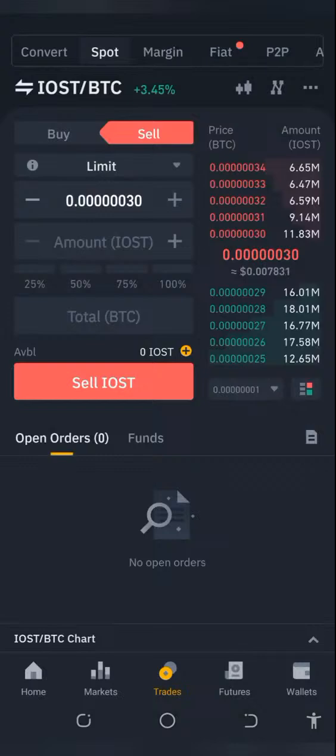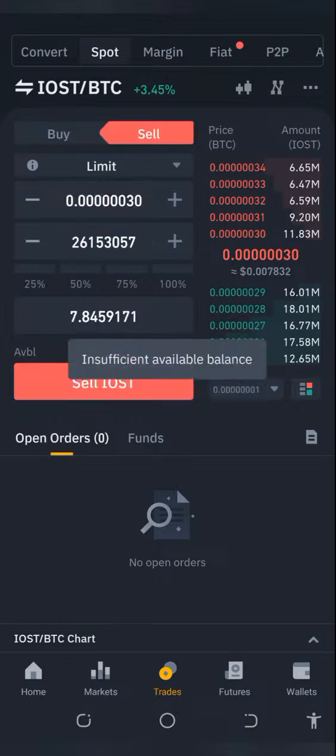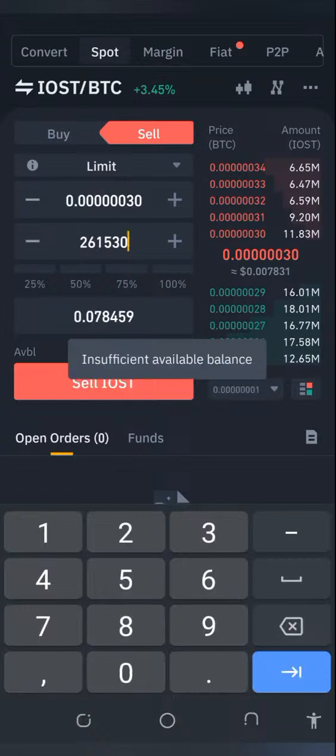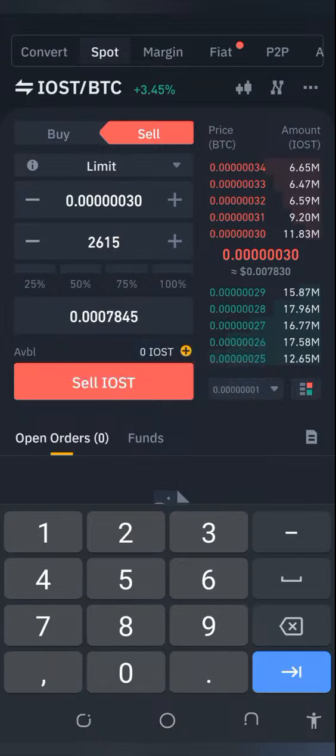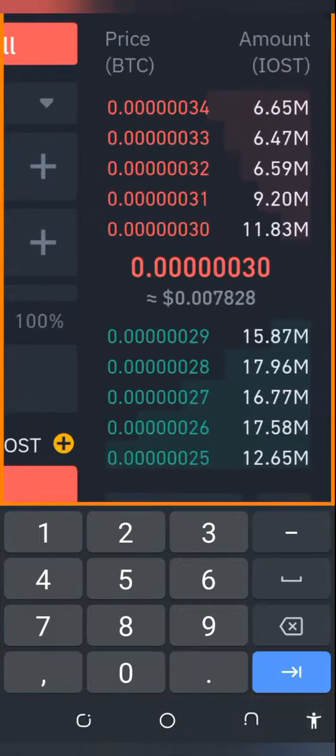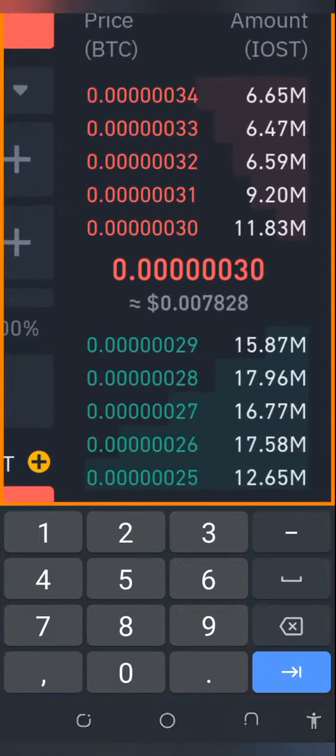Okay, so with what I have just copied here, I'm just going to put that in here and see how much I can get. And of course, don't forget you have to remove the last 3 or 4 digits. Okay, all right, so we have 7845. Now, I don't know what this is, but first off, I have 2615. Would I be able to sell that? That means I'm going to have to pick this.